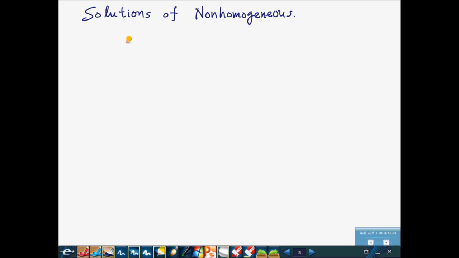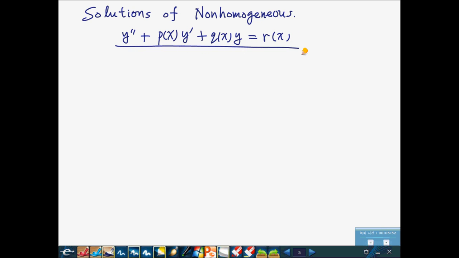Okay? So our ODE is y double prime plus p of x y prime, in the most general form, plus q of x y is r of x. Okay? That's the most general form of a second order non-homogeneous linear equation. That's what it is. And we already learned this.